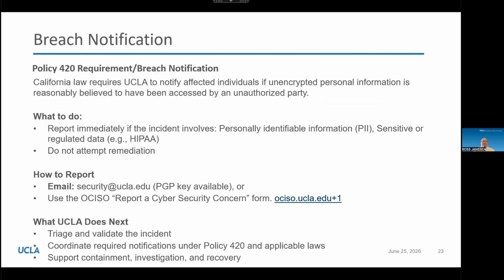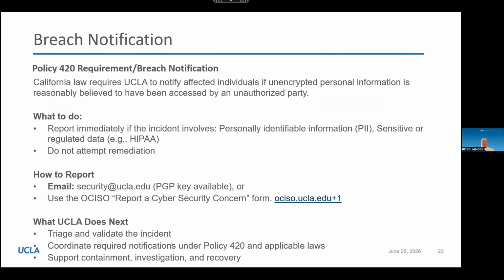So what should you do? You should report it immediately. Do not attempt remediation on your own. We need to get IT involved. And then how do you report it? You can report it to security@ucla.edu, or you can use the report a cybersecurity concern form at that URL.